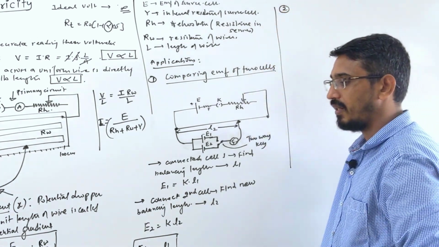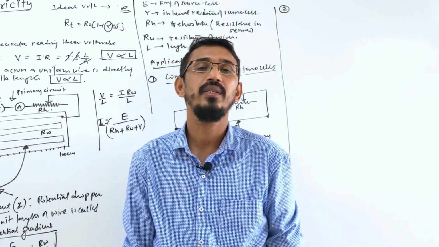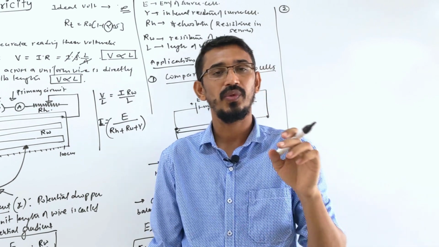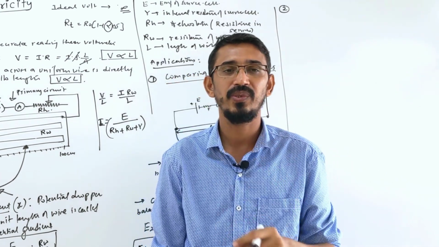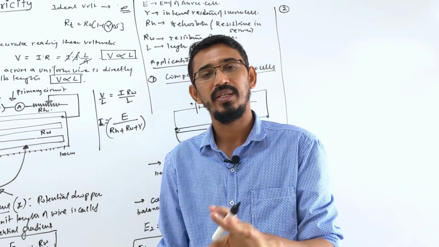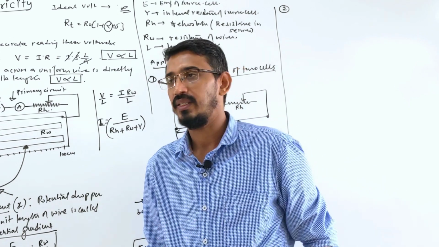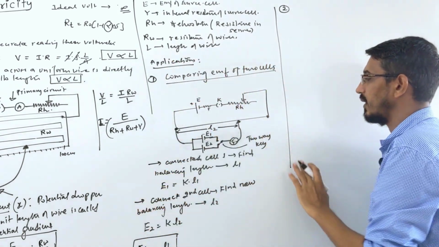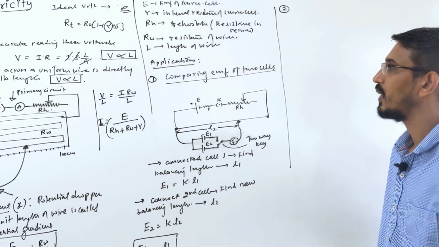Remember when I taught you cell, one question came there: find the internal resistance of the cell. It was a formula like this: internal resistance r is equal to (E by V minus 1) into capital R. Yes, the same questions are asked here also, and we will use the same formula only.